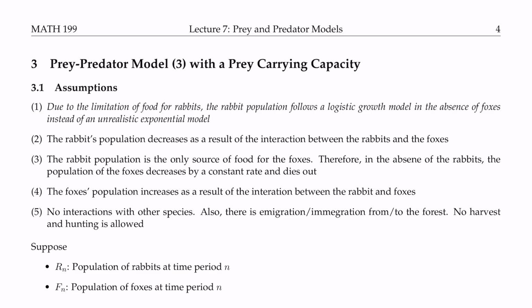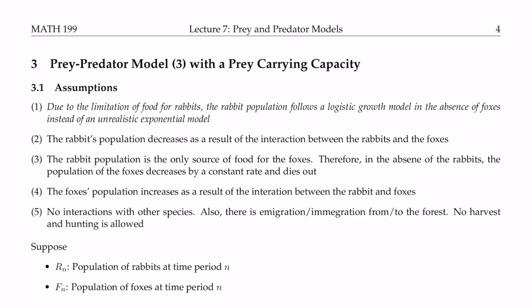The first assumption is that, due to the limitations of food for rabbits, the rabbit population follows a logistic growth model in the absence of foxes, instead of an unrealistic exponential model. Because in reality, populations cannot grow to infinity. It has to grow to a certain level because of the limitations of food in the area. The other four assumptions are going to be very much the same compared to the classic model.